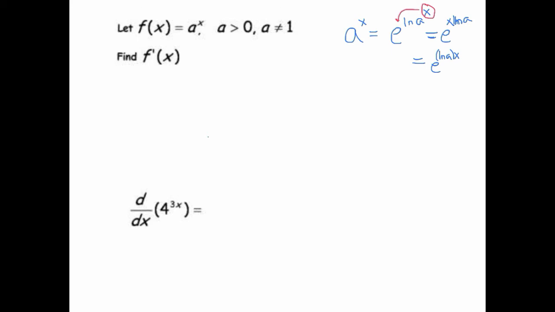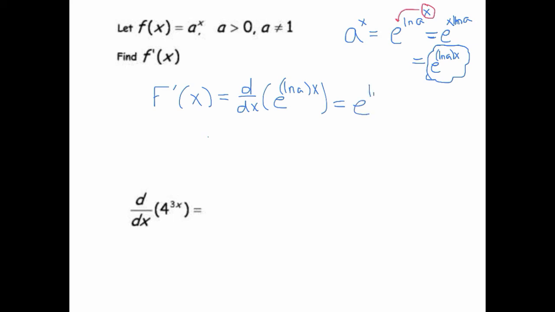So if f of x equals a to the x, which is the same as e to the ln of a times x, well then its derivative is just going to be the derivative of e to the ln of a times x. But the derivative of e to the anything is itself. And then we're going to have to times by ln of a, because that's the derivative of the inside part.